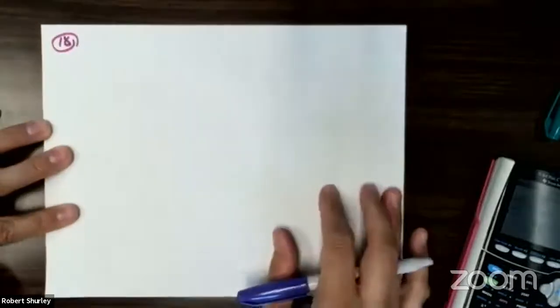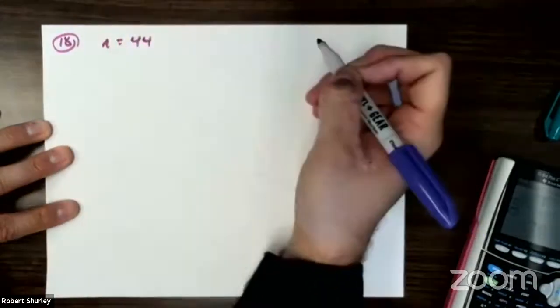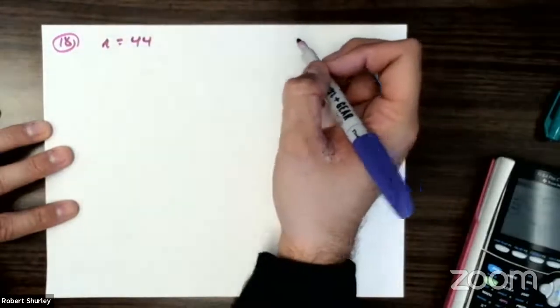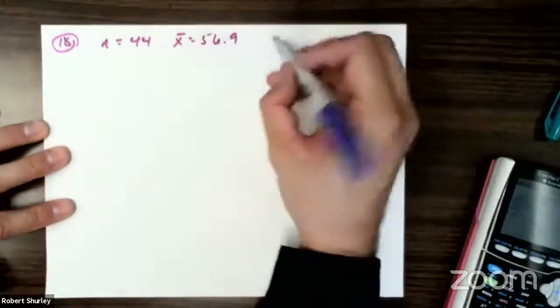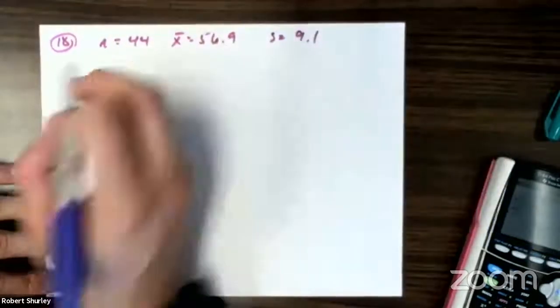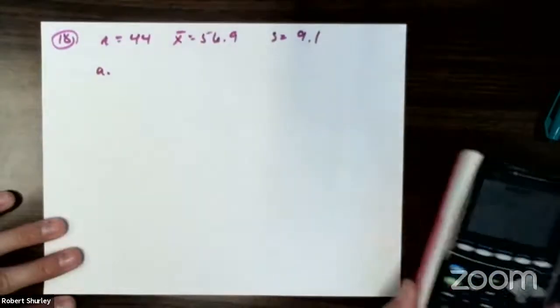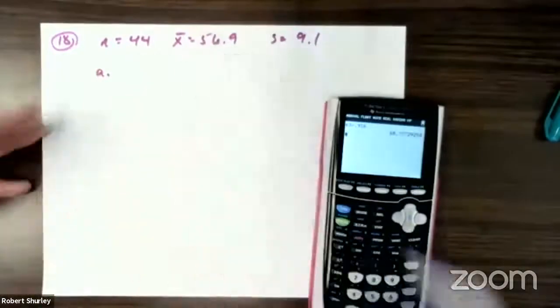This is on page 385. It says a sample size of 44, sample mean of 56.9, and a sample standard deviation of 9.1. It says construct a confidence interval for the population mean. Okay, so let's do this. Now look, this one we know the stats. We don't know the data.